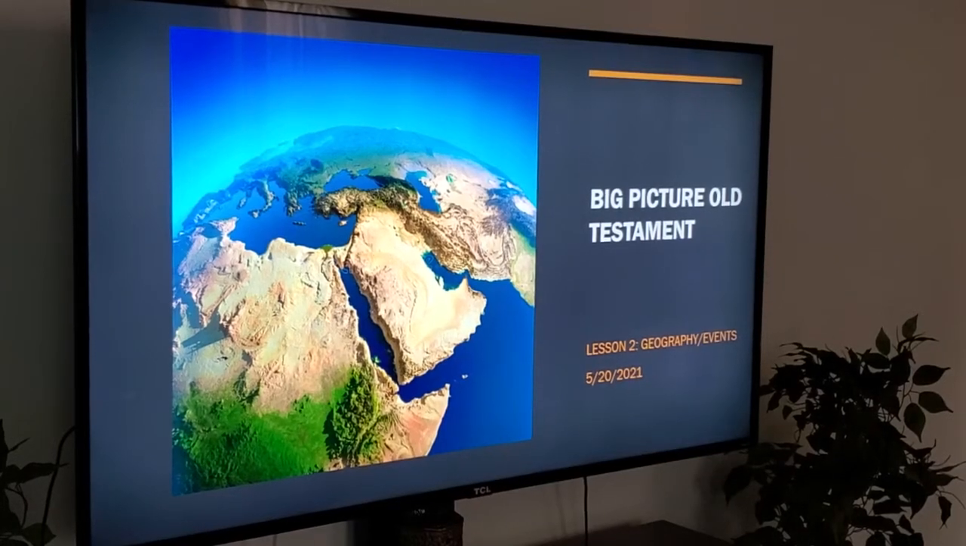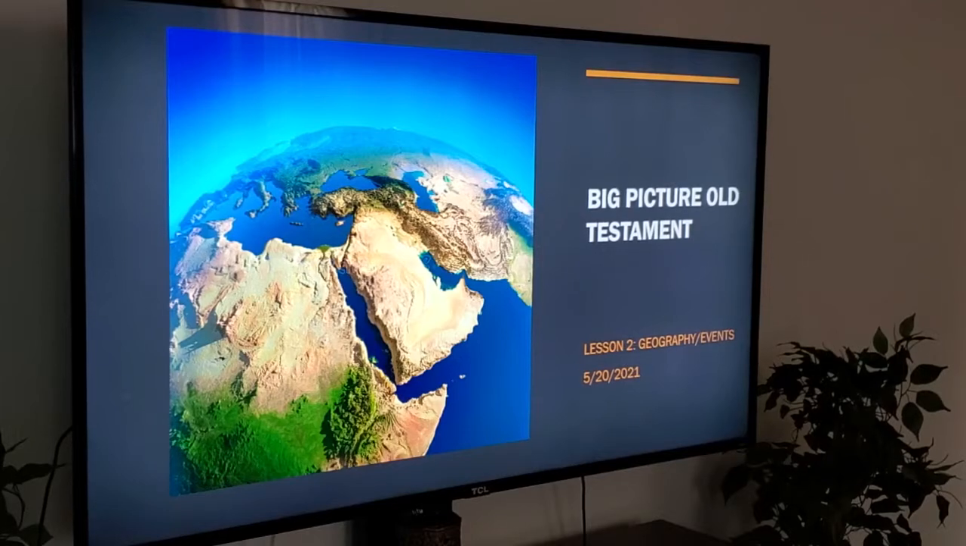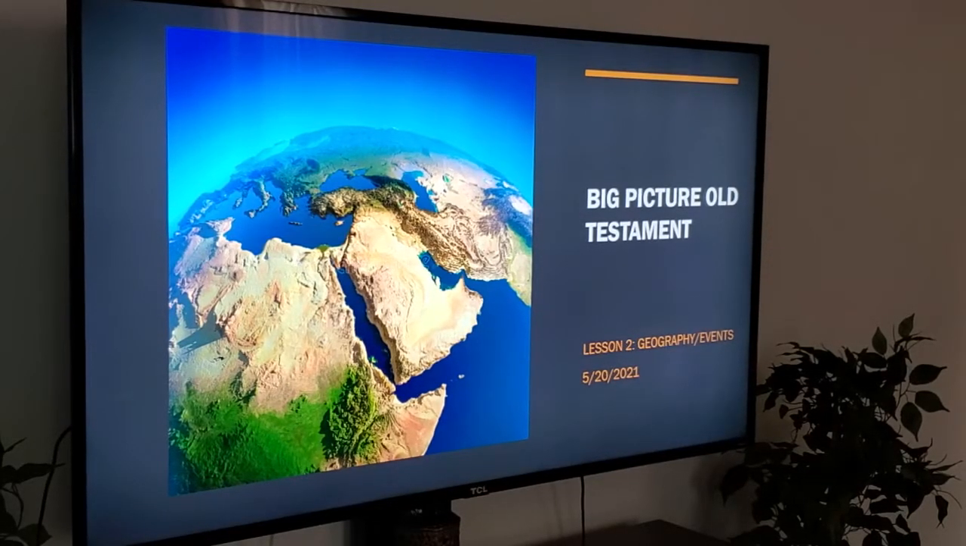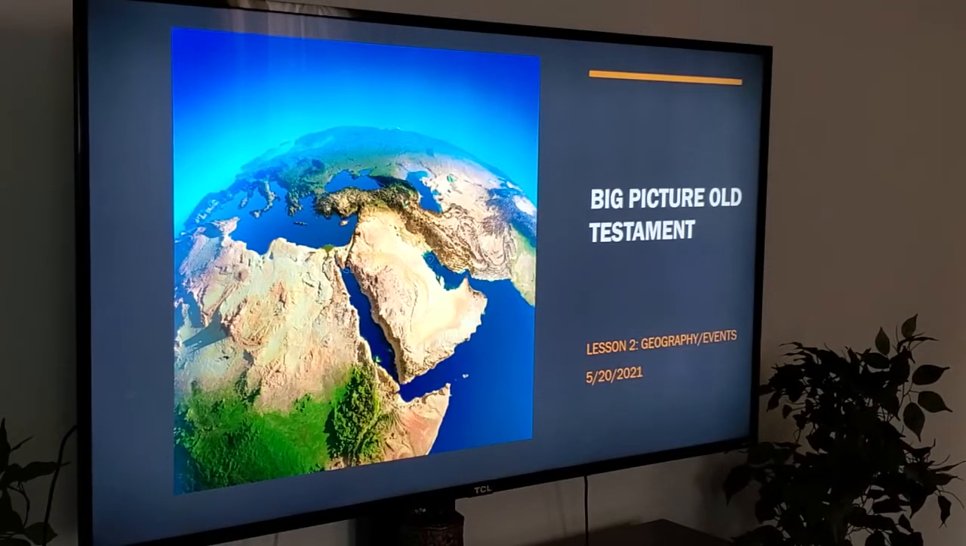So this is the second lesson of the big picture Old Testament study that we're doing. This lesson we're going to focus on geography, and we're going to break down the Old Testament into a series of events. By learning just a basic grasp of the geography of the Old Testament, as you read through the scriptures or hear stories or preaching or applications, it'll actually be helpful to have a picture in your head of where things are.